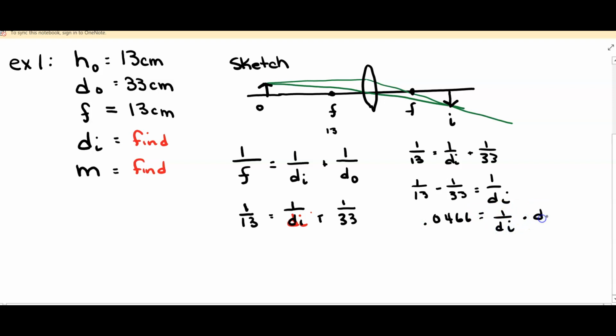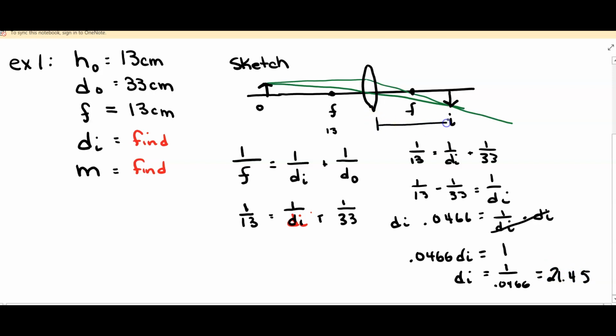Let's multiply DI on both sides. Here it cancels out, so 1 equals 0.0466 DI. To get DI by itself, we'll divide both sides by 0.0466, or DI is 21.45. So this distance from here to here is 21.45.